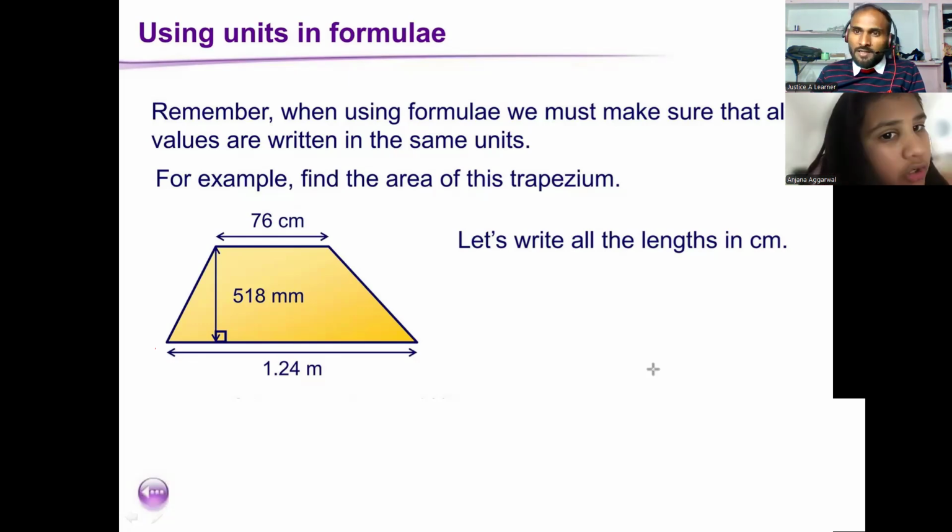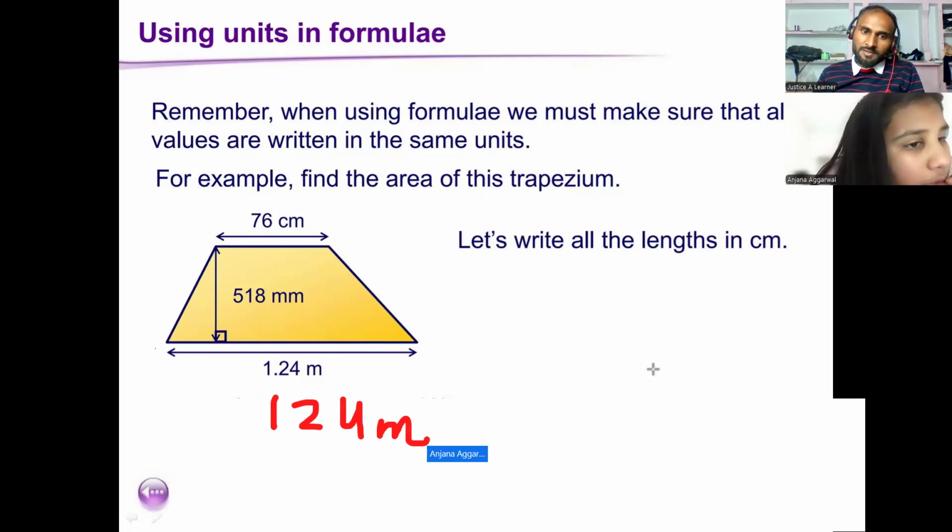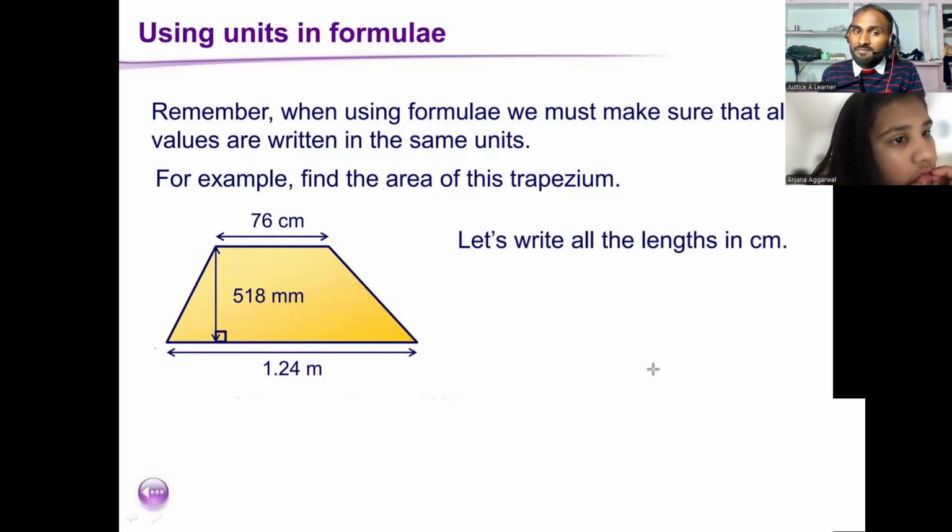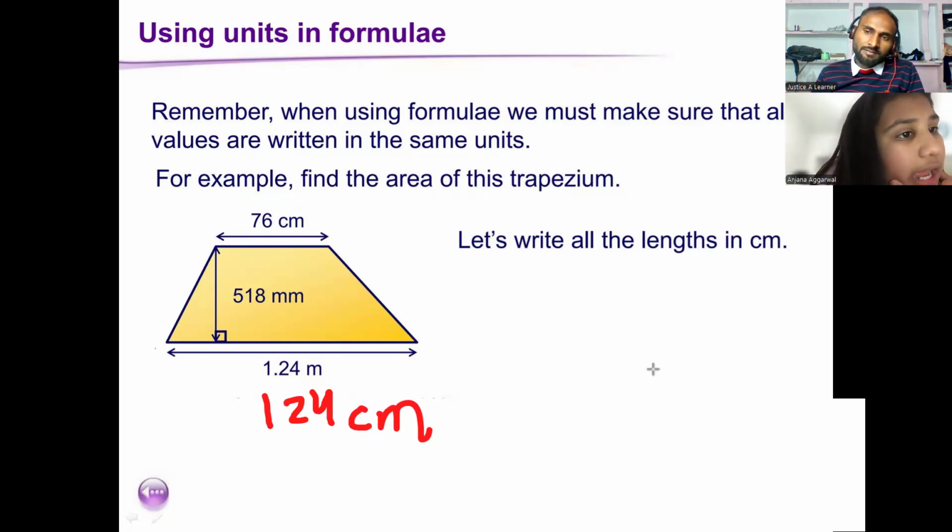1 meter contains 100 centimeters. Yes, 1 meter contains 100 centimeters. That would be 120. And this, centimeter, not cm. And then 1518 would be 0.518. No, it would be 51800.